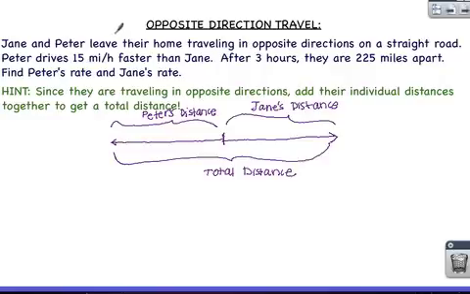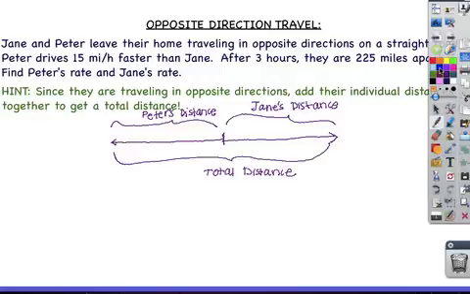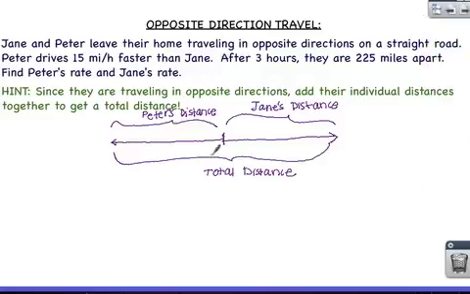So, let's figure out what we don't know. Peter drives 15 miles per hour faster than Jane. So we don't know how fast Jane is actually traveling, but we do know that Peter's traveling 15 miles per hour faster than her. We also do know how long they both travel, 3 hours, and we know their total distance, 225 miles.